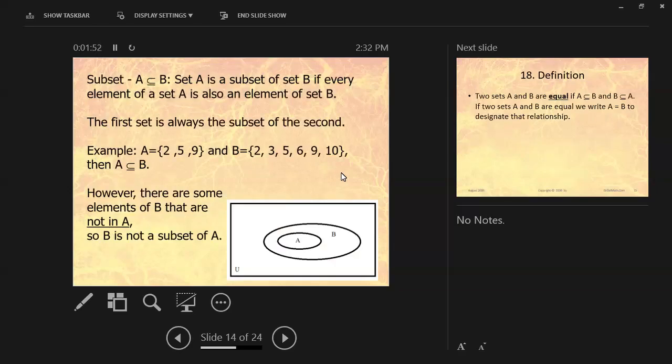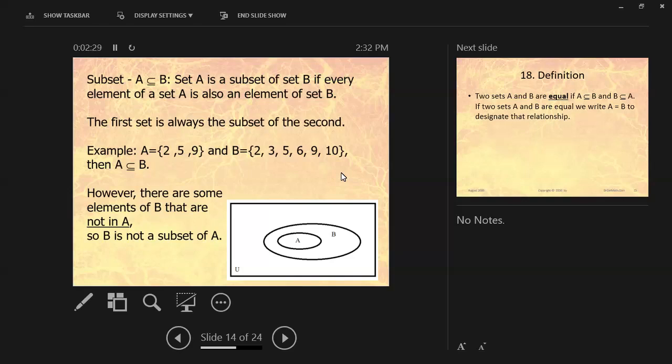Okay, so here, A is a subset or equal to, in other words, it's got at least everything in it, or some, we don't know. It's like less than or equal to, so it's subset or equal to, same thing. So set A is a subset of set B if every element in set A is also an element of set B. All right. The first set is always a subset. Okay, so A is a subset of set B.